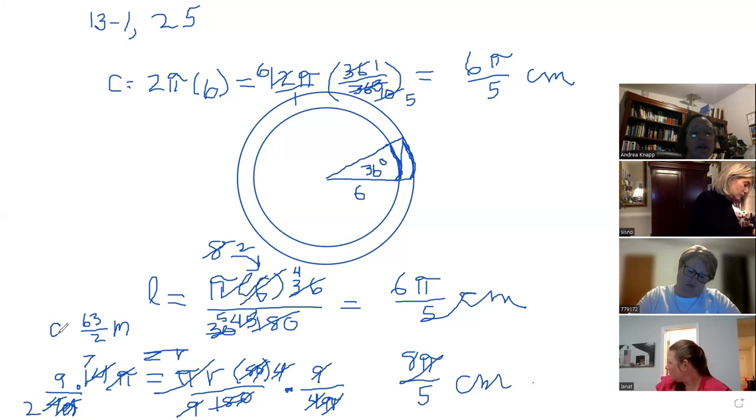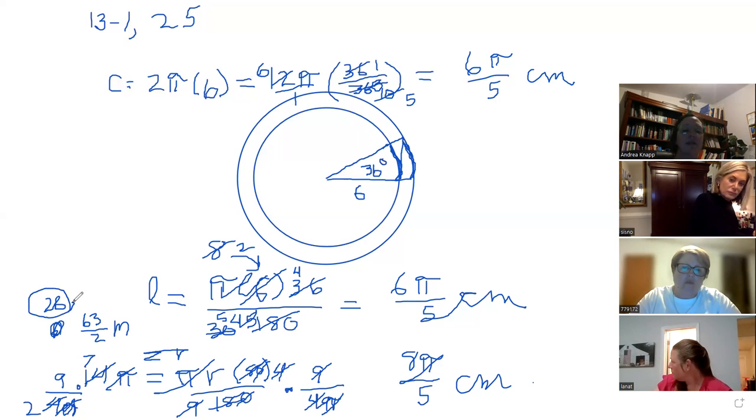It's question C. No, that was question 26. In question 26, they gave us the length. So we plugged in L. We plugged in the 80 degrees and we solved for R.